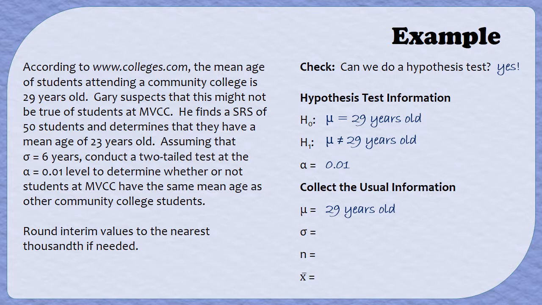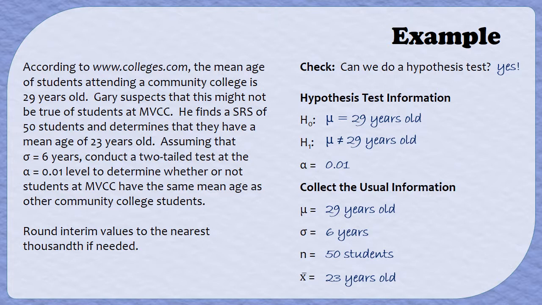Then reading through the paragraph, we have sigma is 6 years, so that's our sigma value. For n, Gary found a simple random sample of 50 students, so n is going to be 50 students. And when he looked at his sample, he determined that his sample had a mean age of 23 years old. So x bar is going to be 23 years old.